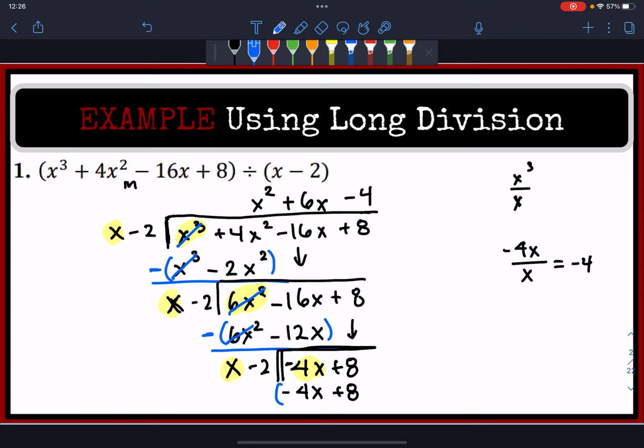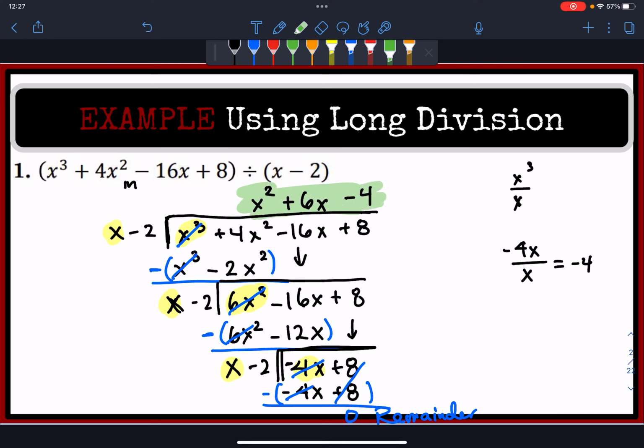And we are going to subtract those. So negative 4x minus negative 4x, that's equal to 0. Positive 8 minus a positive 8, that's also equal to 0. So this last number right here, since we're at the very end, this is our remainder. And in this situation, because our remainder is 0, we can omit that, and we have our quotient. So this is our quotient.